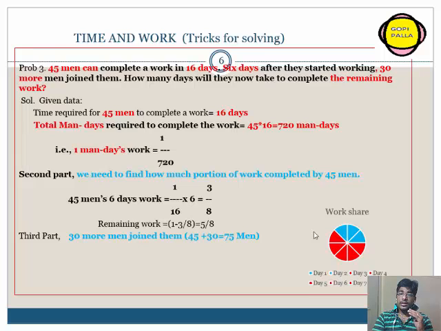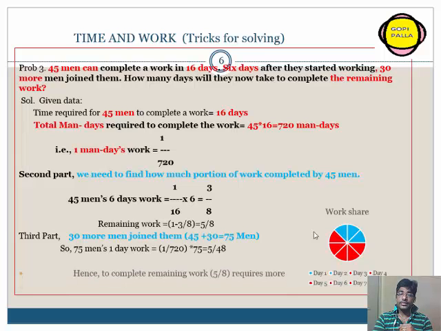Now, the third part of the question is: in the second part we have found out the portion of the work left over. Now, because in the third part 30 more men have joined, the men become 75. So 75 men's 1 day's work is equal to, we know that 1 man-day work is equal to 1 by 720. So 75 men's 1 day's work is 1 by 720 into 75 men. So it becomes 5 by 48.